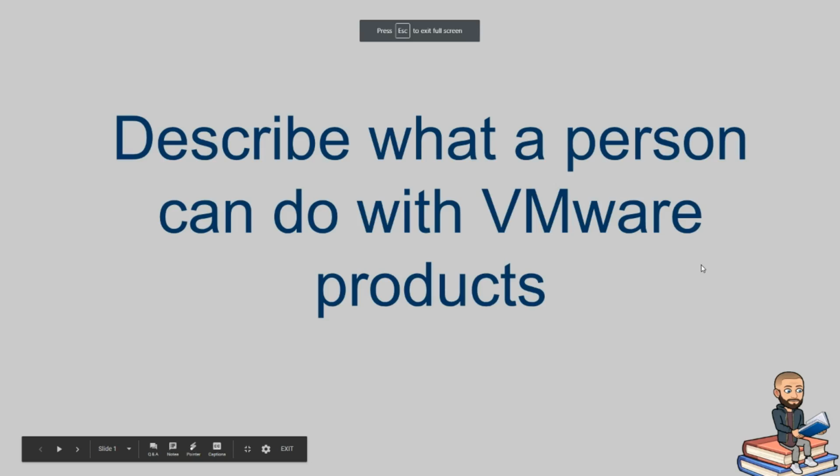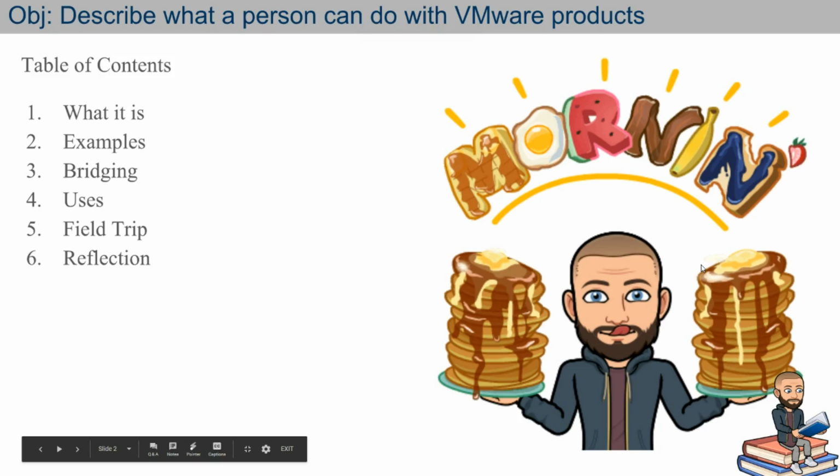The objective today is to describe what a person can do with VMware products. So we'll do this by first just explaining what VMware is. I'll give you a few examples of the operating systems you can put on it. Then we'll talk about this concept of bridging, talk about some uses for VMware. Then we'll take a field trip and I'll show you how to set one up, and I'll show you one in use. And then we'll just end the lesson by reflecting on the amazingness of virtual machines.